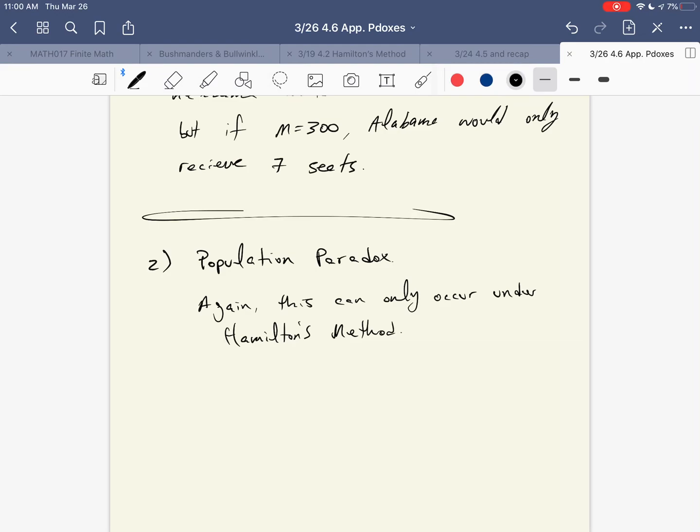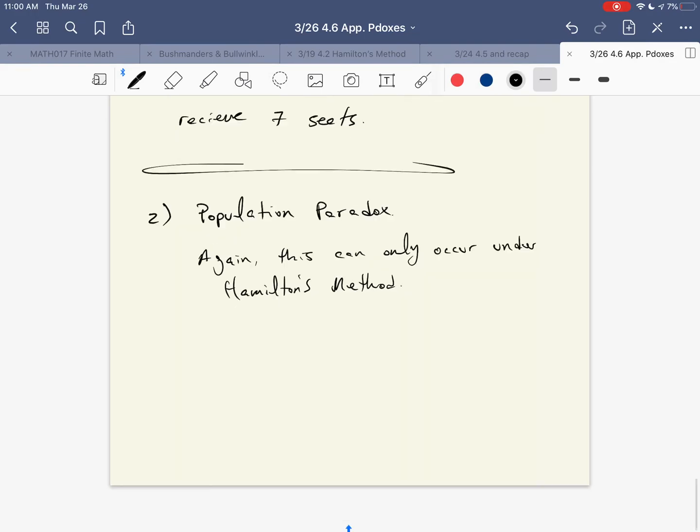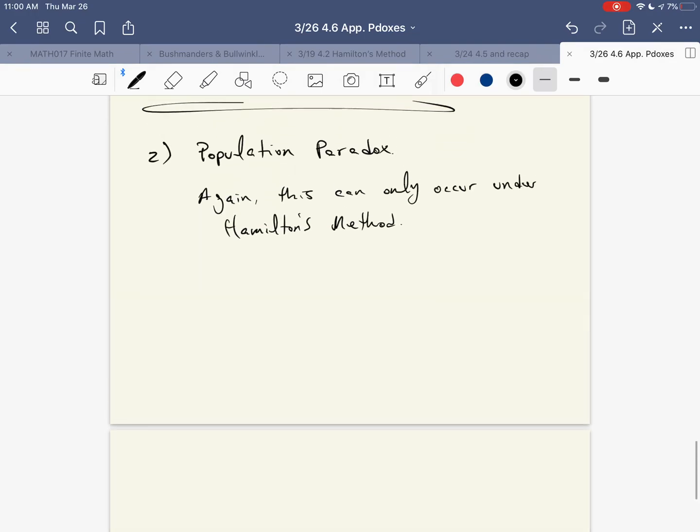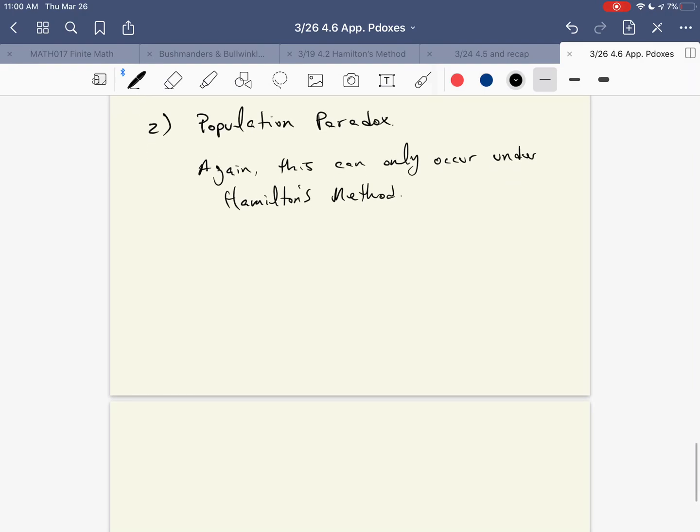It's Hamilton's method that does all this funny math of rounding down and then taking the largest fractional parts. That just messes with stuff. So that's basically my point here: even though we have to change the divisor sometimes to make Huntington-Hill work, all this strange dividing and rounding in Hamilton's, using the fractional parts, just throws everything off.